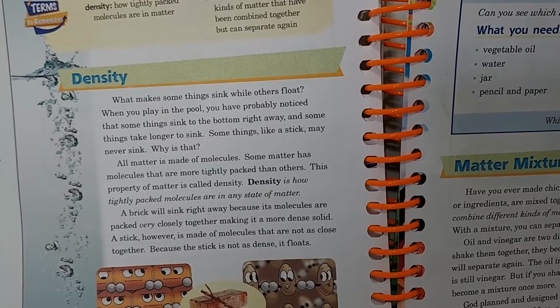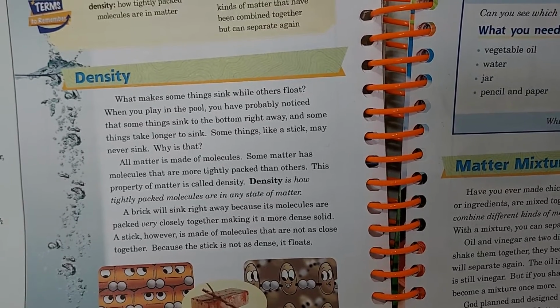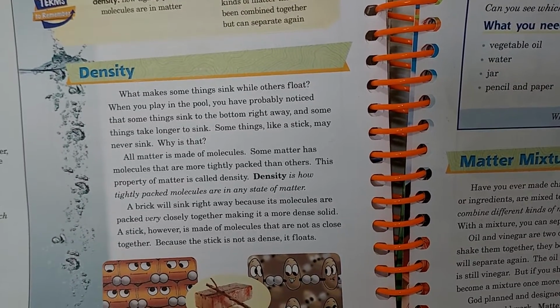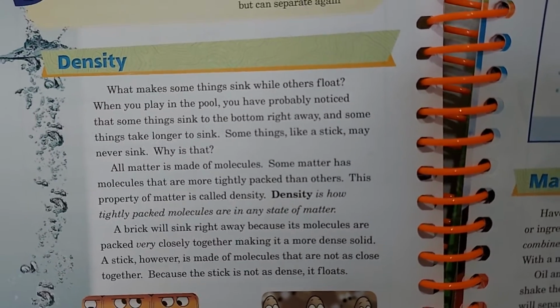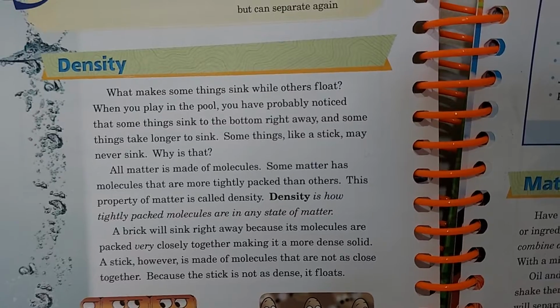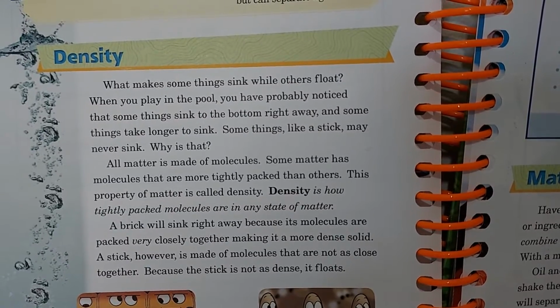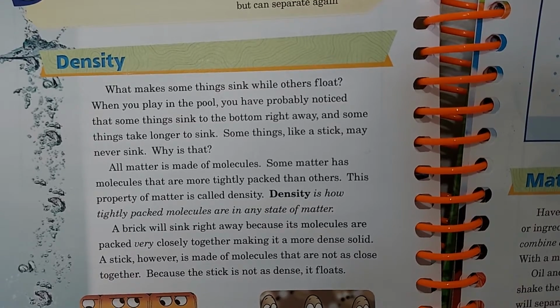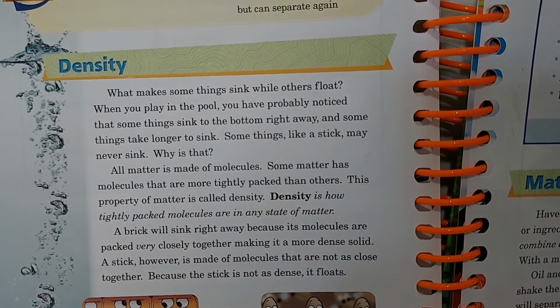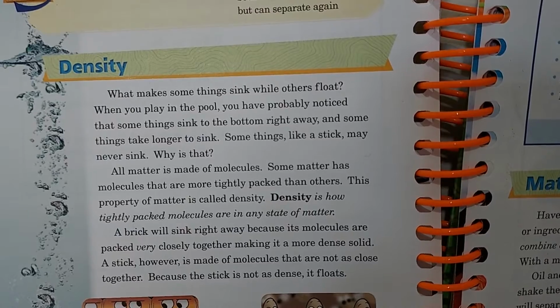Now let's talk about how those molecules are together. Are they squished or are they floating around? So let's think. What makes some things sink while others float? When you play in the pool, you have probably noticed that some things sink to the bottom right away, and some things take longer to sink. Some things, like a stick, may never sink.